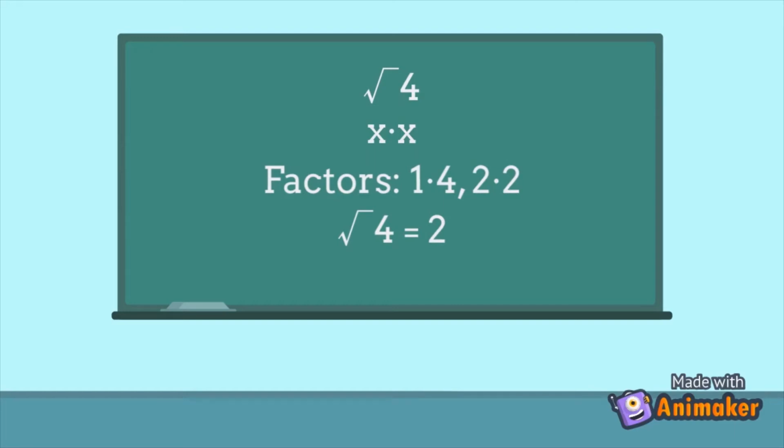Now we'll solve the square root of 4. Again, we're finding what number times itself is equal to 4. And again, we're going to list the factors. The factors are 1 times 4 and 2 times 2. That means that the square root of 4 is equal to 2.